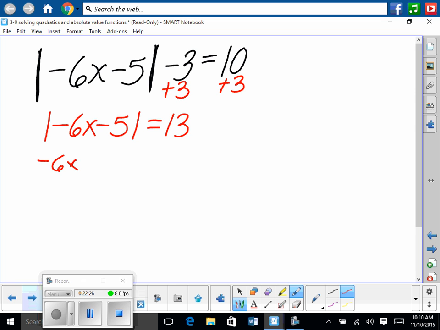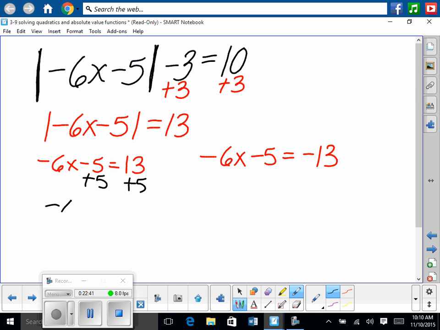Then we have to set it equal to the positive and the negative of that. So negative 6x minus 5 is equal to positive 13. Negative 6x minus 5 is equal to negative 13. And then we're going to solve for x piece by piece. So we would add 5. So we'll have negative 6x is equal to 18. Divide both sides by negative 6. We would rather have fractions than decimals. So 18 divided by negative 6.